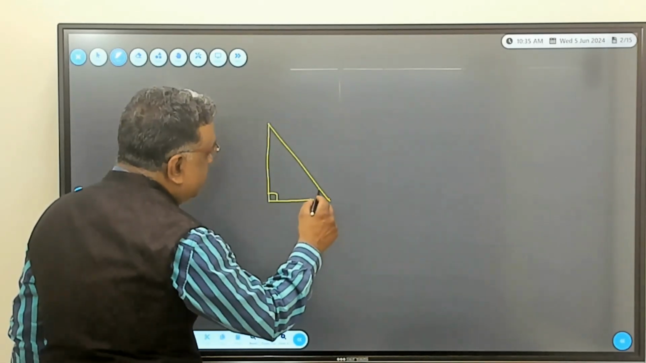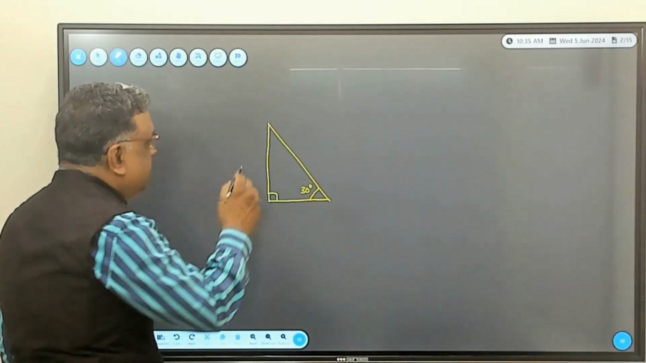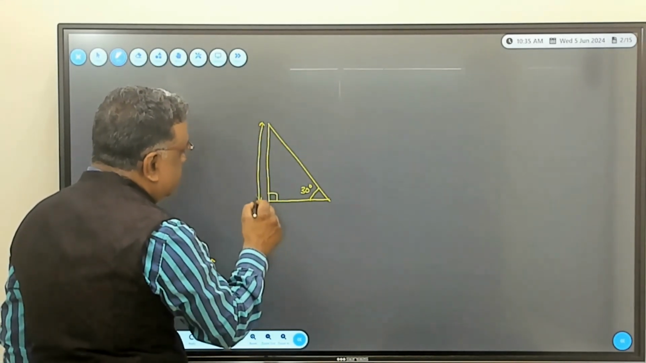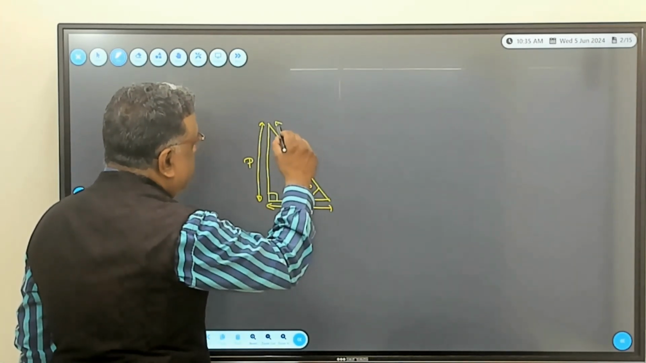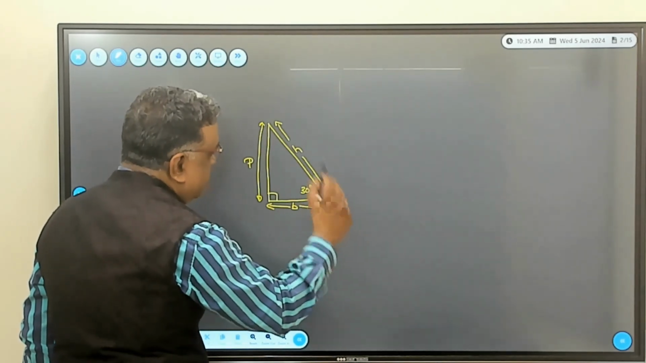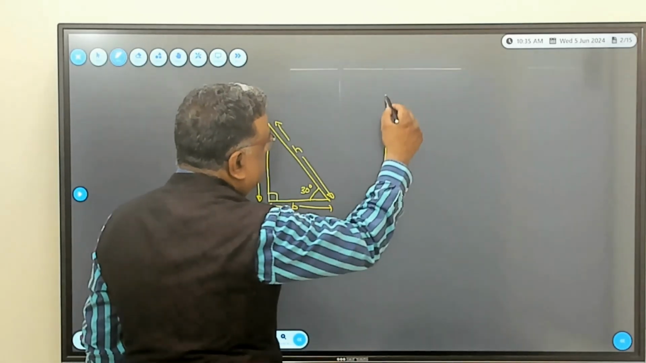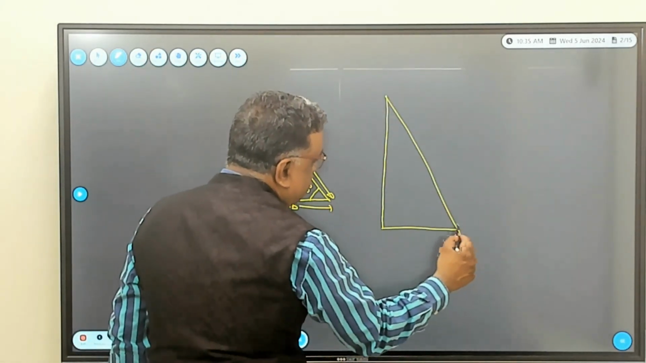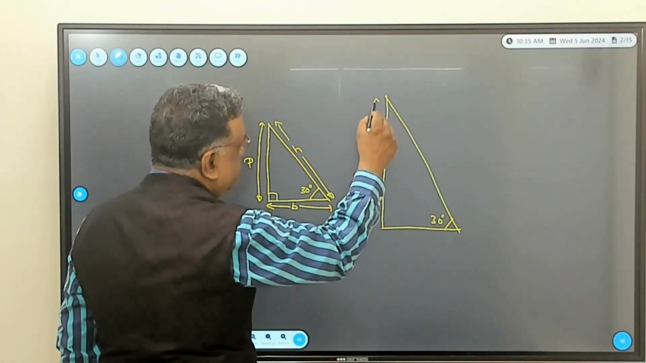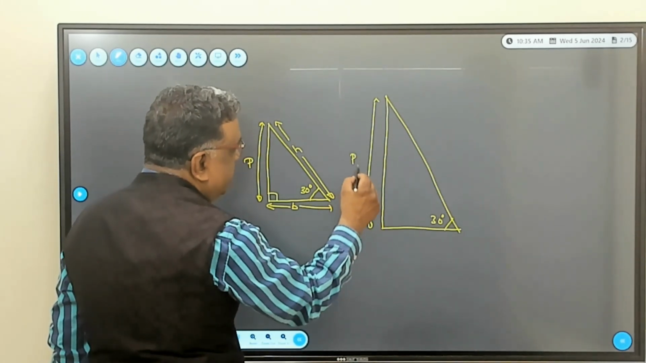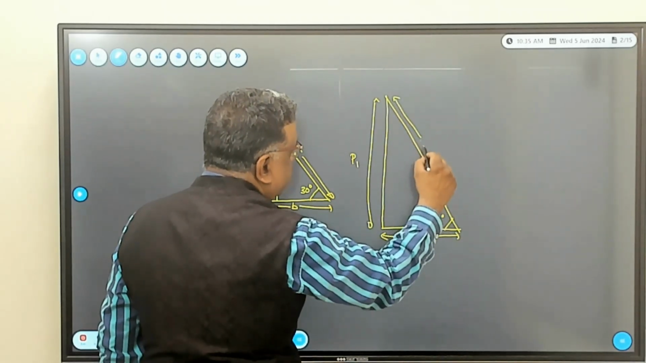So let us say this angle is 30 degrees. I'm drawing, let us say this, I will call it as a side perpendicular. This I will call it as a base, and this is hypotenuse. Okay. Now I will draw another triangle in which I will keep this angle same, 30 degrees. But now I have changed this height, this perpendicular. I will call it as P1. I will call it as B1, and I will call it as H1.